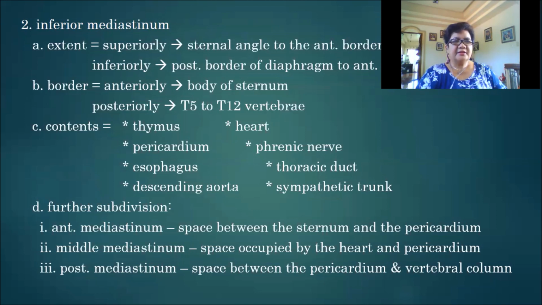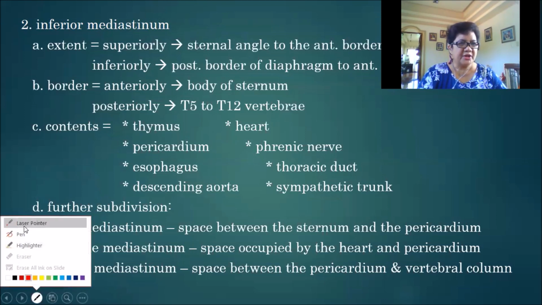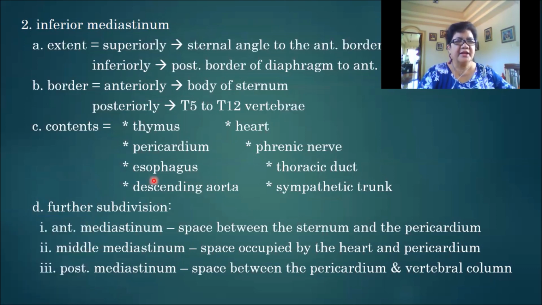Then for the contents here, you will see that there are repetitions of contents found in the superior mediastinum and the inferior mediastinum. We have met the thymus in the superior mediastinum. Then we have met the esophagus. Then the sympathetic trunk. Did we meet the thoracic duct in the superior mediastinum?